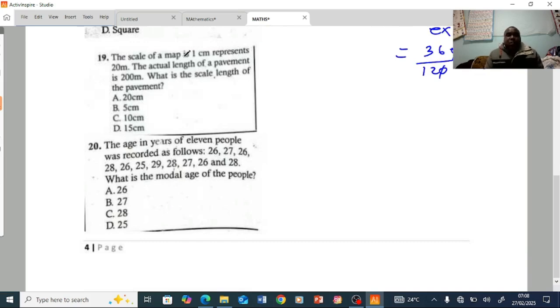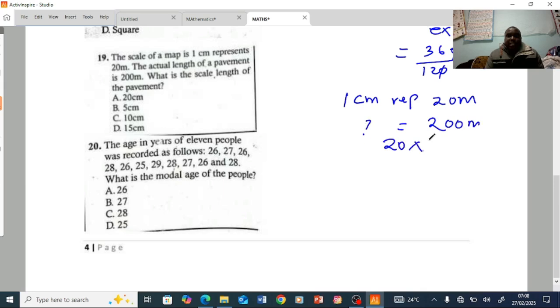The scale of our map is 1 centimeter represents 20 meters. The actual length of the pavement is 200 meters. What is the scale length of the pavement? So if 1 centimeter represents 20 meters, 200 meters will represent how many centimeters?